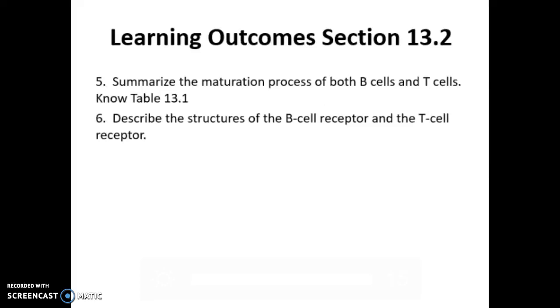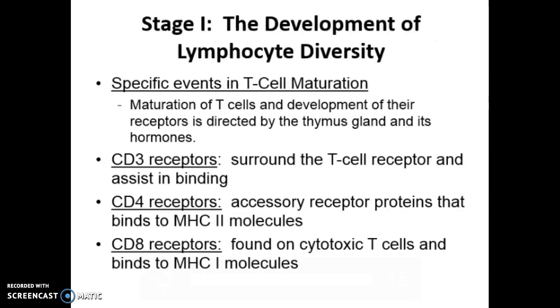All right, section 2 for chapter 13. We're going to look at the maturation process of both the B cells and the T cells. And specifically for these cells, each of them have what are called their B cell or their T cell receptor. That is critical for the diversity of these cells, which we'll talk about. And each of them have a very specific structure that is important for their function.